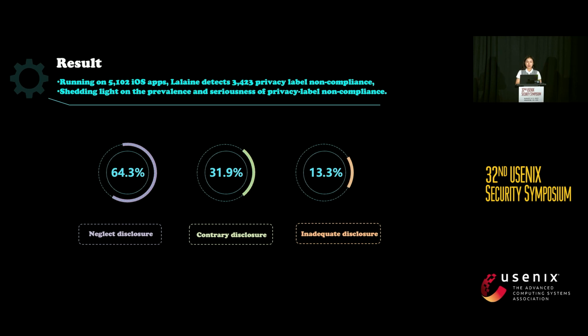This is our result. By running on more than 5,000 iOS apps, we have detected more than 3,000 privacy non-compliance cases. As we can see, the neglect disclosure, which is the most severe case, occupies a staggering over 16% of iOS apps, followed by the contrary disclosure and the inadequate disclosure, which indicates that in most cases, the developer just completely ignored the disclosure of the collected data.